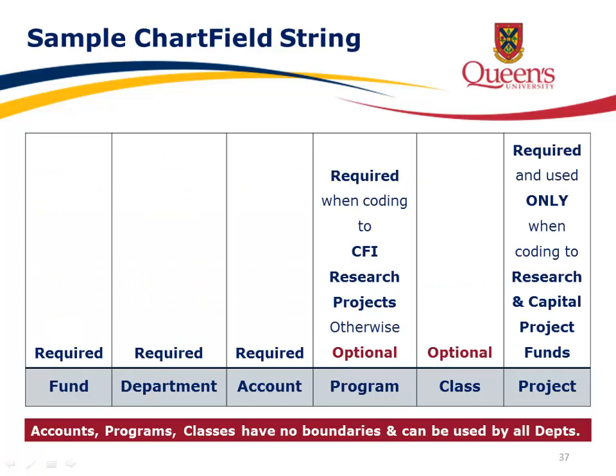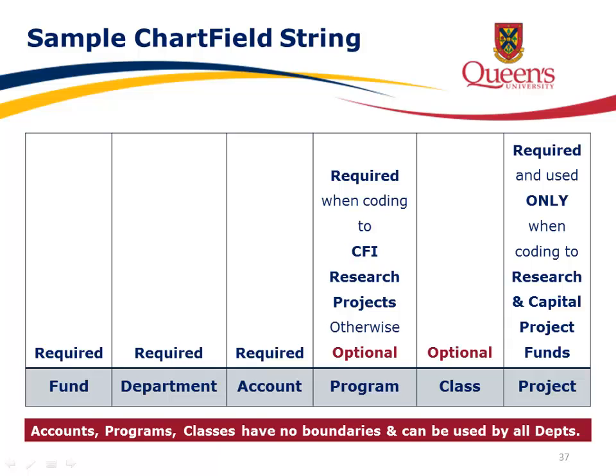This table displays all ChartField types and identifies which ones are required versus those that are optional. The fund, department, and account IDs are required ChartFields in all cases. The project ID is a required ChartField and is only used when processing activity relating to a research or a capital project.